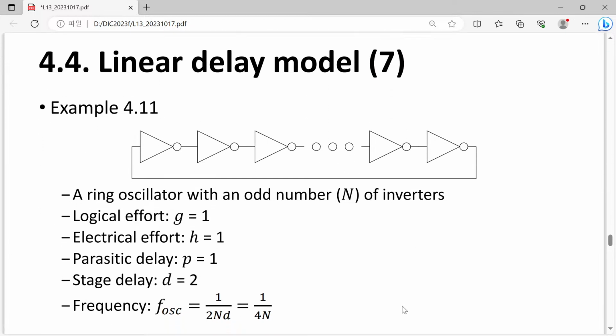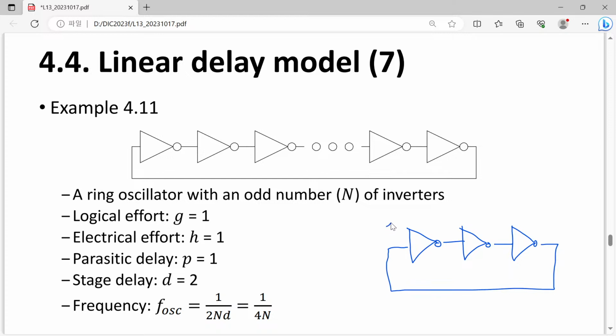Another example, 4.11, is related with ring oscillator. Ring oscillator, for example, say simplest case. Let's say we have only 3 inverters, and at initial time we have a logical number 1. Then after certain time, what will happen? This will be 0. Then after certain time, what will happen? There will be 1. Also, another certain time, then what will happen? That will be 0.